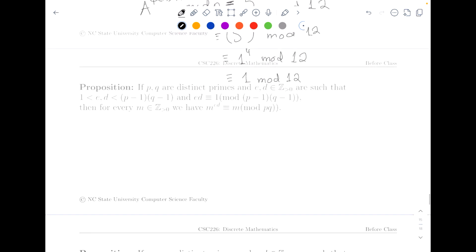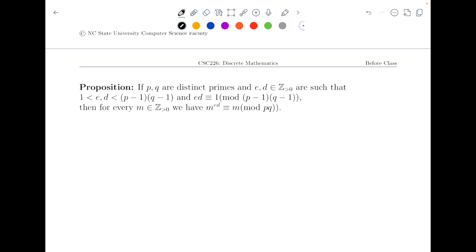All right, the next thing that I want to give is this proposition, which is like a theorem. P and Q are distinct primes. I have these two values, E and D, and E and D are between P minus 1, Q minus 1. So another way to write that would be 5 P times Q. And then I have this rule here where E times D is equivalent to 1 mod P minus 1, Q minus 1. In other words, E times D is equivalent to 1 mod phi of P, Q. Now, for every m, we have that m to the ed is equivalent to m mod pq.